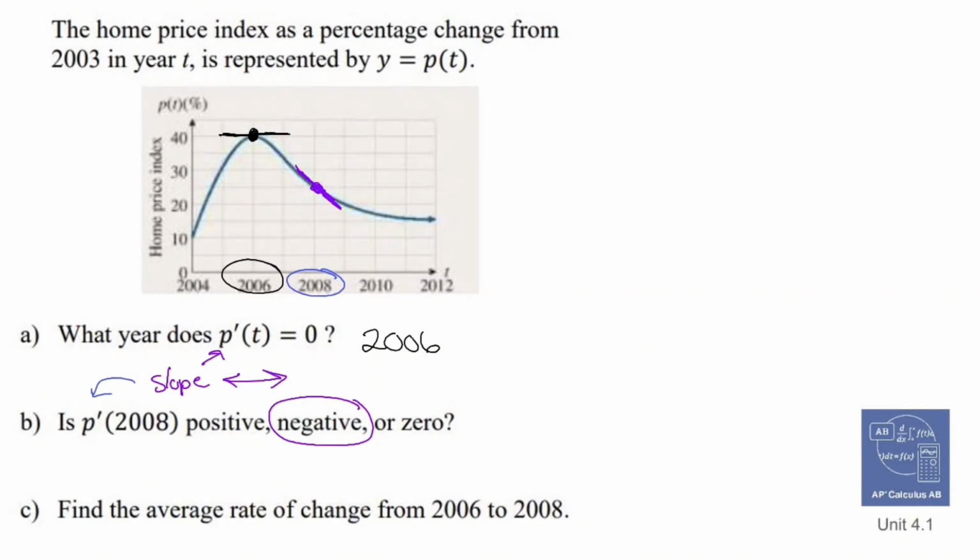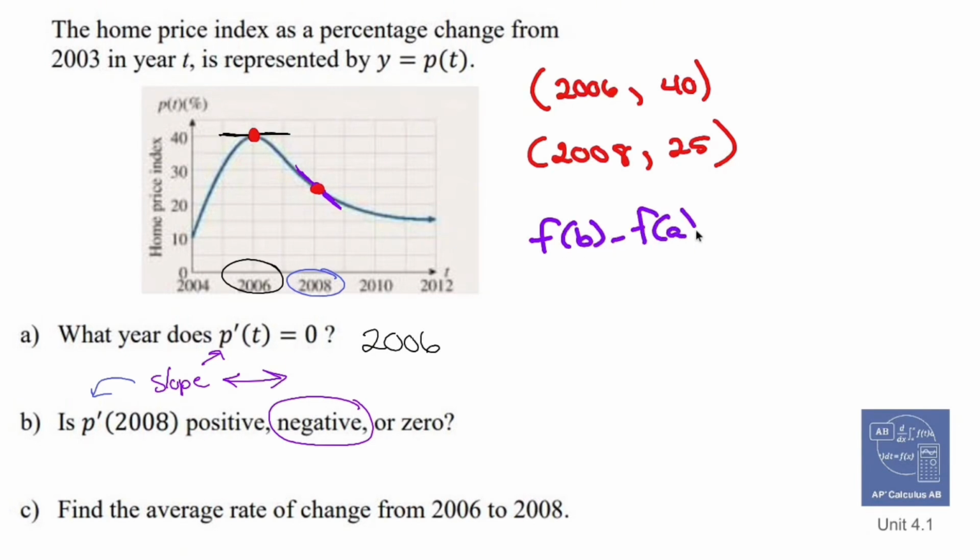I'm going to look at those 2 points, 2006 and 2008. 2006 is the point (2006, 40). 2008 is the point (2008, 25). Now I'm going to use the average rate of change formula, which is f of b minus f of a over b minus a. We'll call the earlier year a, so you'd have f of a. We'll call the later year b, so you'll have f of b. And it's just a matter of plugging things in. f of b is 25, minus f of a, which is 40, over b, which is 2008.